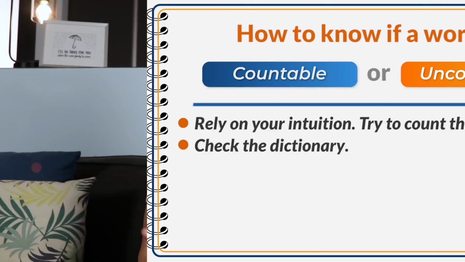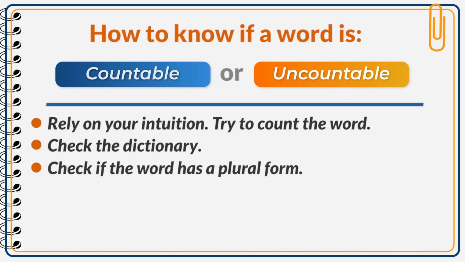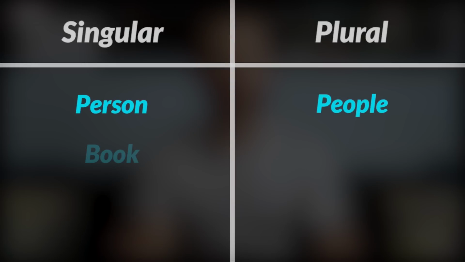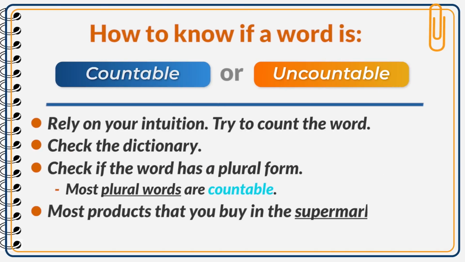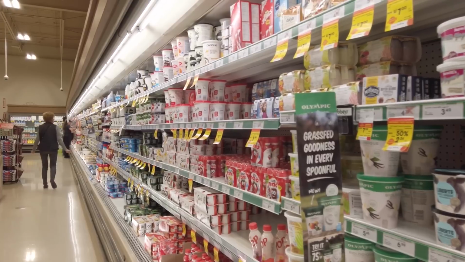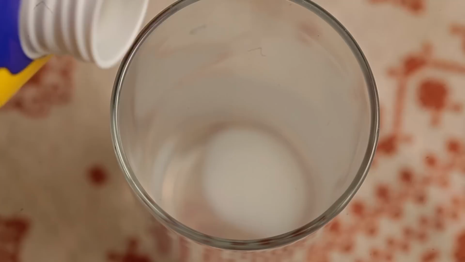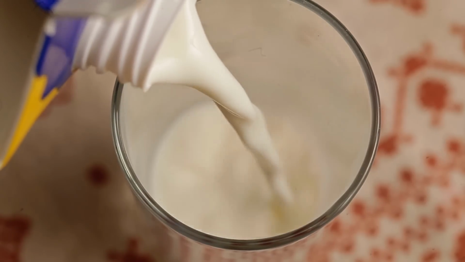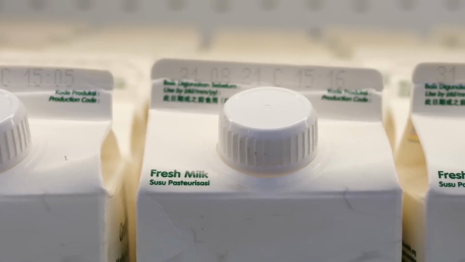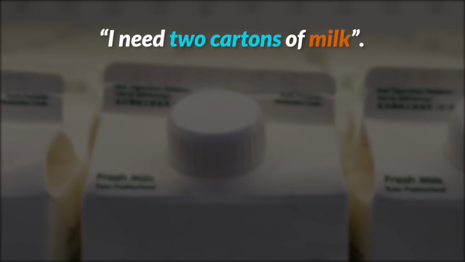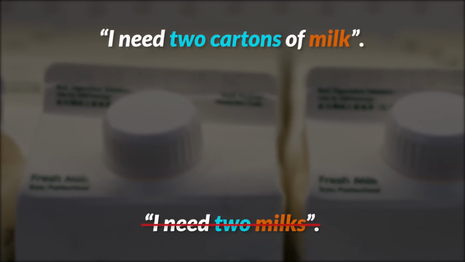Another thing you could check is if the word has a plural form, because most words that have a plural are countable, like person, people, book, books, TV, TVs. And you'll find that most products that you buy in the supermarket, for example, are uncountable. We tend to actually count the containers that these different products come in and not the actual product itself. To give you an example, we could take milk. Milk comes in a carton, so we'd say that I need 2 cartons of milk, not I need 2 milks.